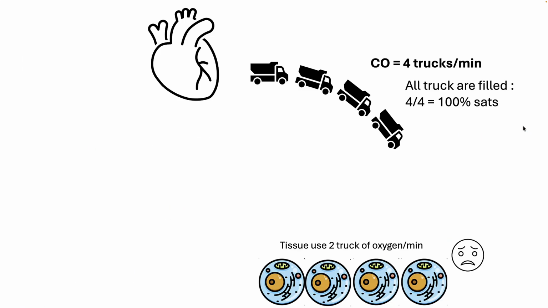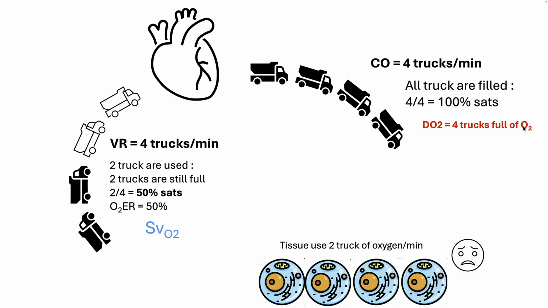Say your cardiac output drops to 4 trucks per minute and they're still 100% sats. So your DO₂ is 4 trucks full of oxygen. Since your tissues still require 2 trucks of oxygen per minute, the oxygen extraction ratio is now 50% because 2 out of 4 are empty, and your venous return sats are 50% as well.